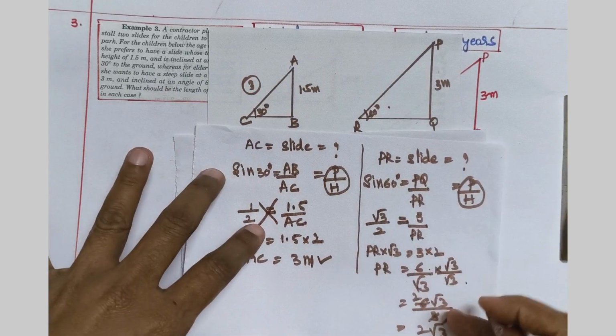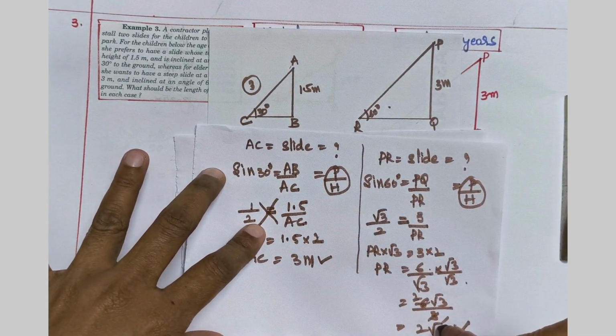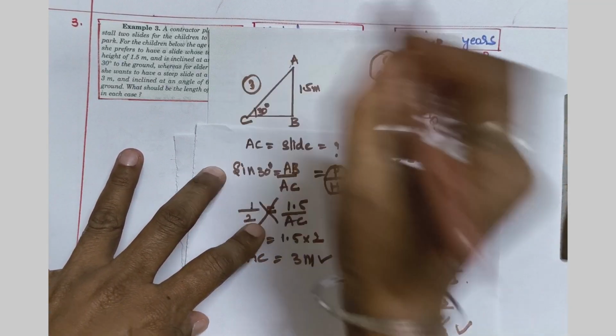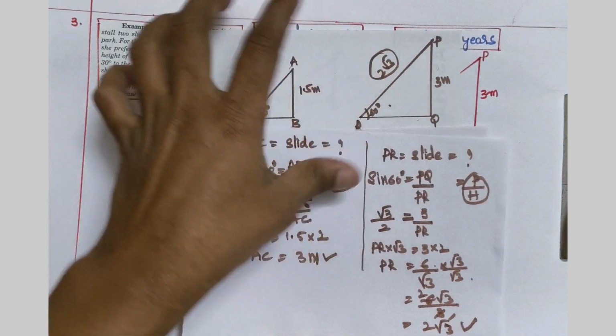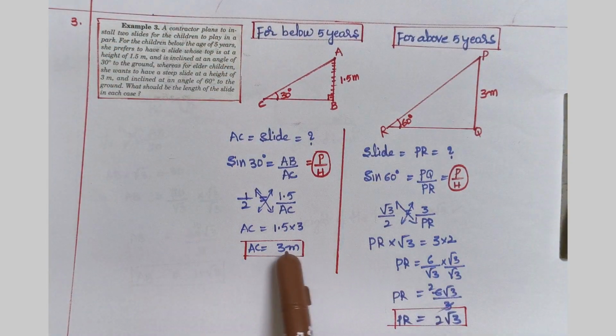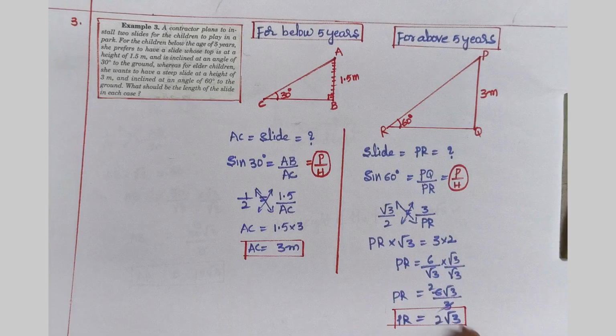So this side height is 2 root 3, and this side height is 3 meter. This one is 2 root 3 meter. This is the answer. See here, this is the 3 meter. This is the 2 root 3 meter. This is the answer. Okay.